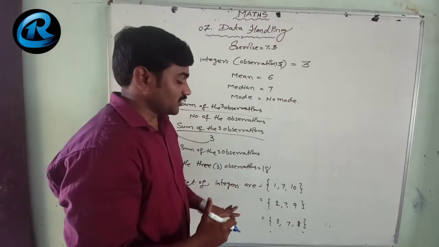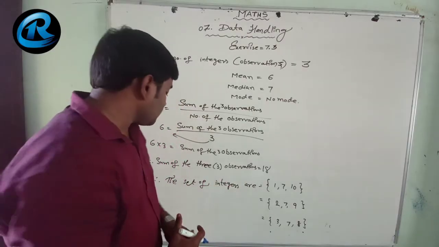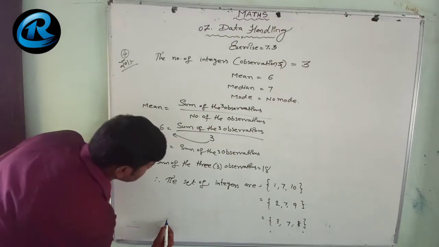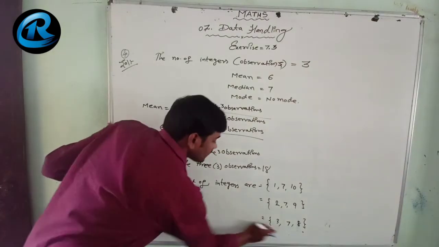Mode is also a number repeated. So how many distinct sets are there? The set of integers. Therefore, there are 3 sets of integers.